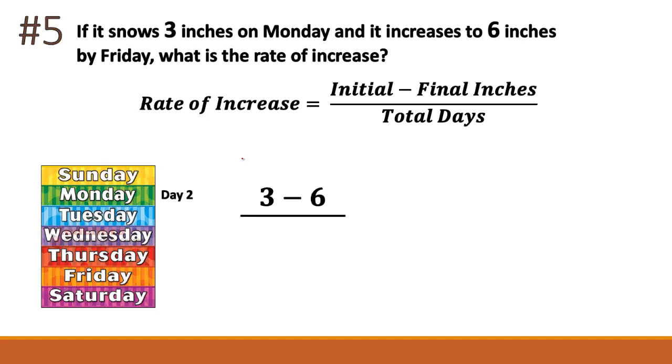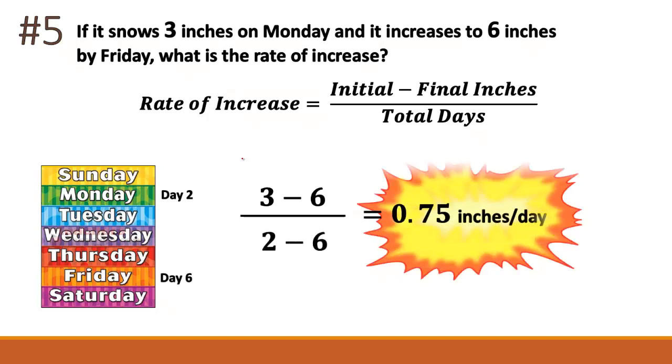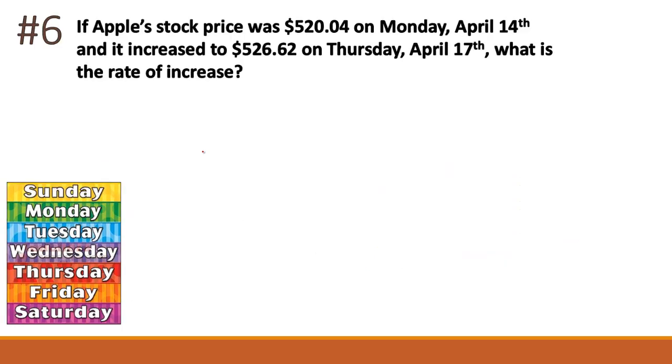Okay, so Monday is day 2. Friday is day 6. So 3 minus 6 is negative 3. 2 minus 6 is negative 4, which reduces to positive 0.75 inches per day. So all of these are rate of increase, so all your answers should be positive.